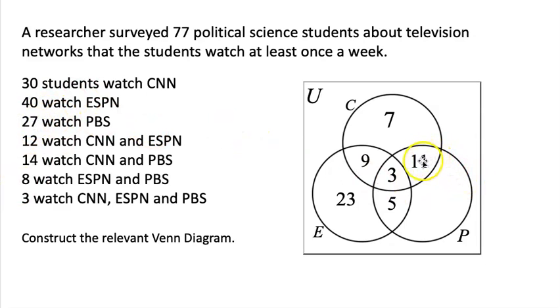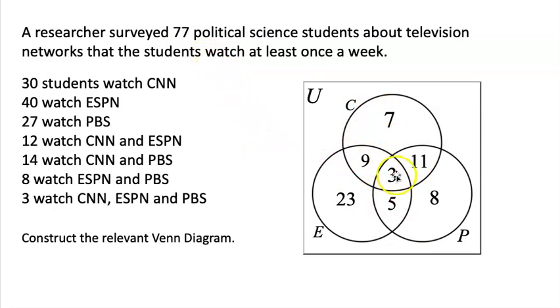And PBS, a total of 27 watch PBS. What do I have so far? 11 and 3 is 14, and 5 is 19. I have to get to 27. If I have 19, 27 minus 19 is what? It's 8. So you may feel like you're finished, that we have filled in all of the numbers in the regions in the circles, except we have neglected to put a number in outer space. There are a total of 77 students.